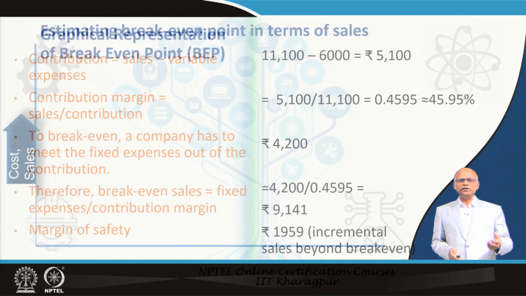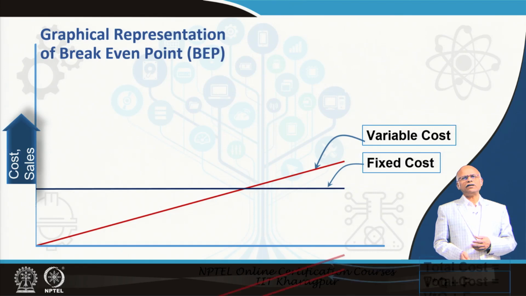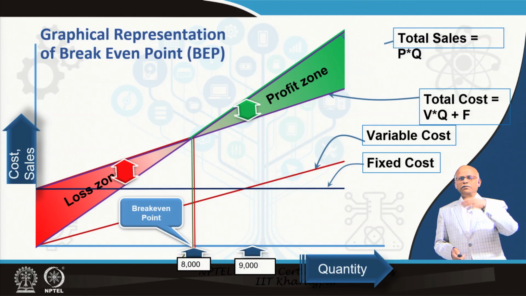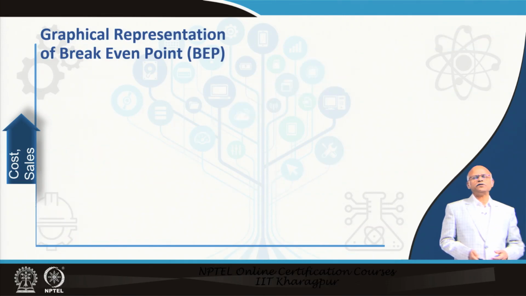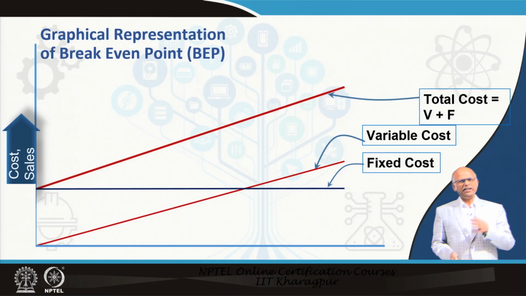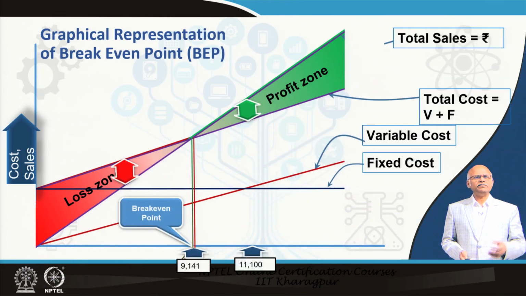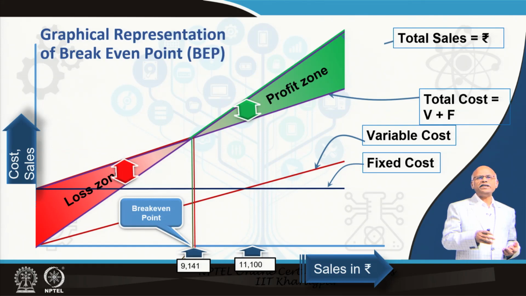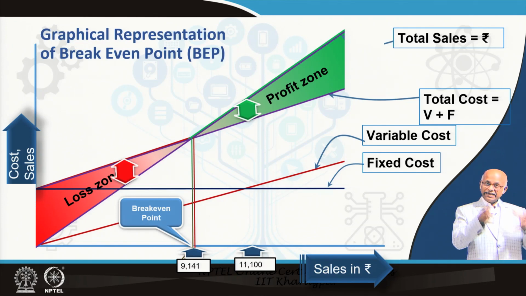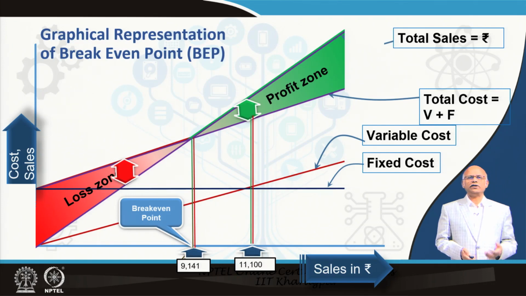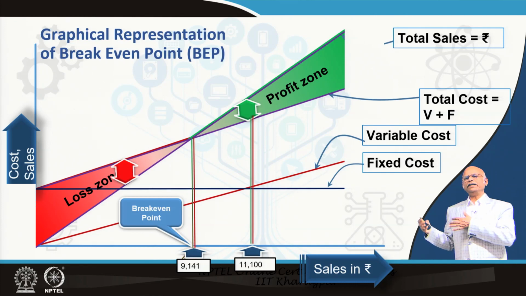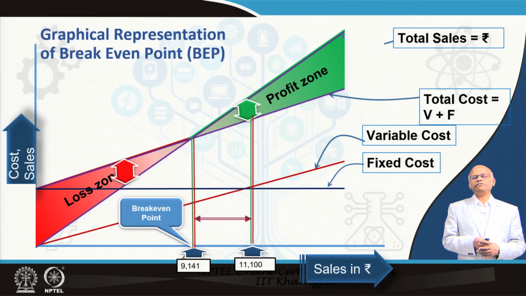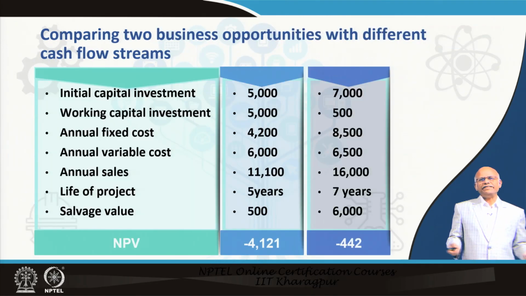Let us move forward with the break even analysis discussion. Earlier we saw break even in terms of quantity, meaning the x axis is quantity. Now, let us see in terms of sales. It is almost the same thing, only the x axis is now sales and your break even point is the sales at which you break even, which we got as 9141, and we are actually making sales of 11,100. So, the difference between the two is the margin of safety, which was 1900 and something.